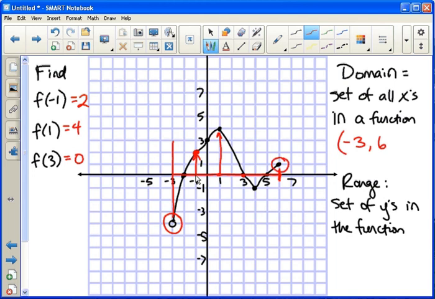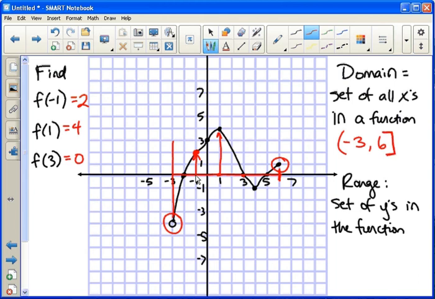The parenthesis basically means you go all the way up to that number but don't actually touch it, because that open circle means that you can do -2.9, -2.99, and you can get as close to -3 as you want, but it doesn't actually touch -3. Whereas the closed circle tells you it stops right at 6. So the bracket for 6 means it actually hits and equals 6.